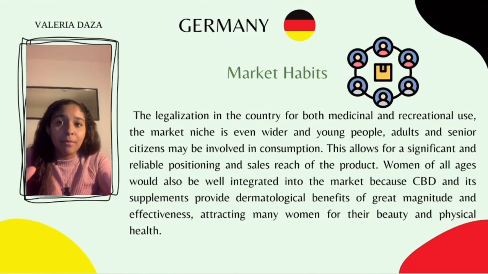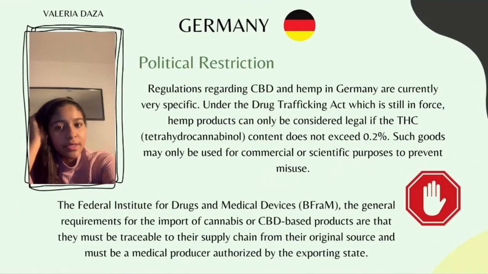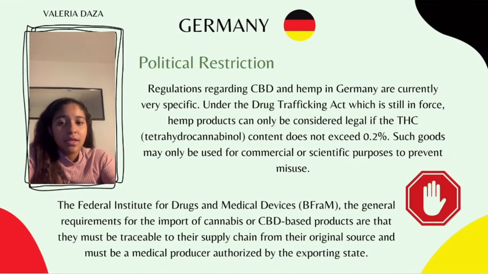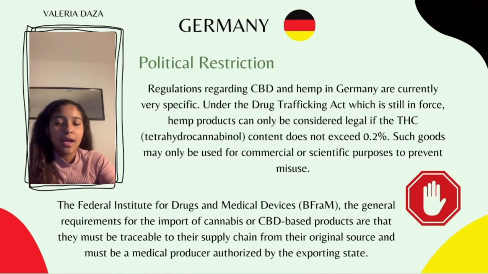Cannabis is by far the most widely consumed illicit drug in Germany. The market niche is even wider, and young people, adults, and senior citizens may be involved in consumption, whether for recreation, pain relief, or beauty. Germany doesn't have many restrictions. It only has the basic ones, such as THC not exceeding 0.2% content, with regulatory bodies such as the Federal Institute for Drugs and Medical Devices.